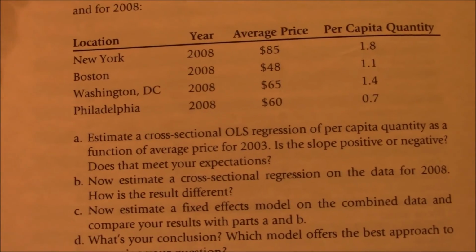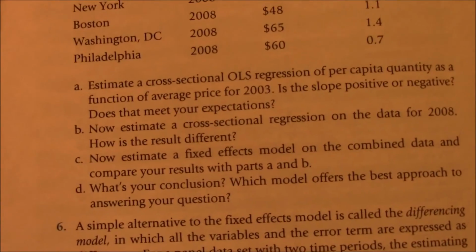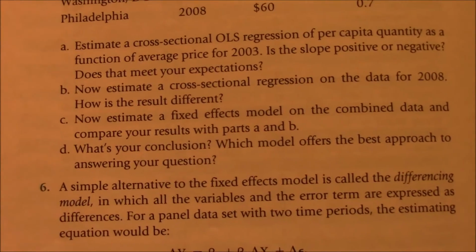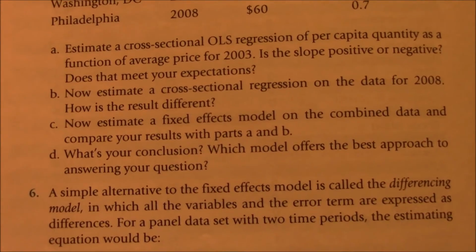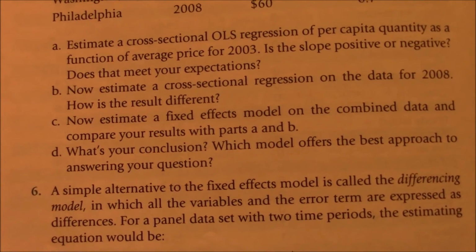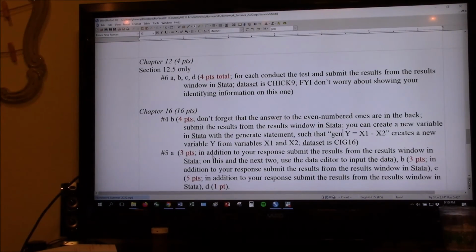Now it says first, just run a regression for just 2003. Then run one for just 2008. Now do a fixed effects model on the combined data and compare your results with what you had in parts A and B. And that's really neat, okay? It's going to be a really nice, simple example of the advantage of the fixed effects model. I'm going to do a little bit of this with you, and then part D just says, what's your conclusion, which one works better, and it's going to be pretty obvious.